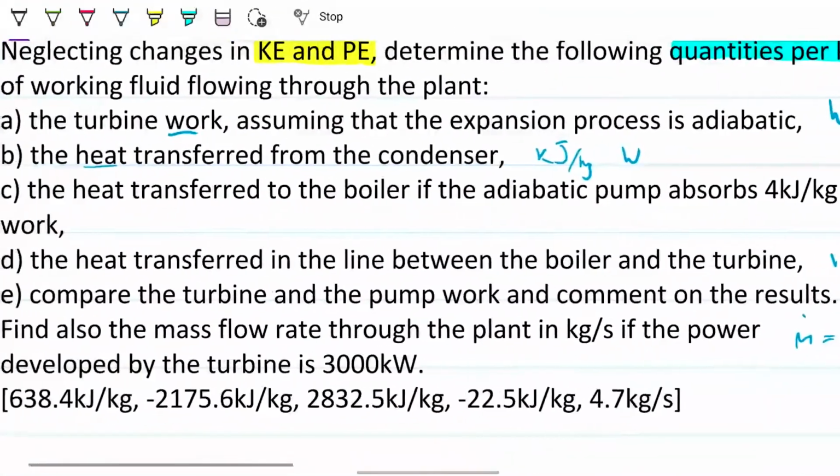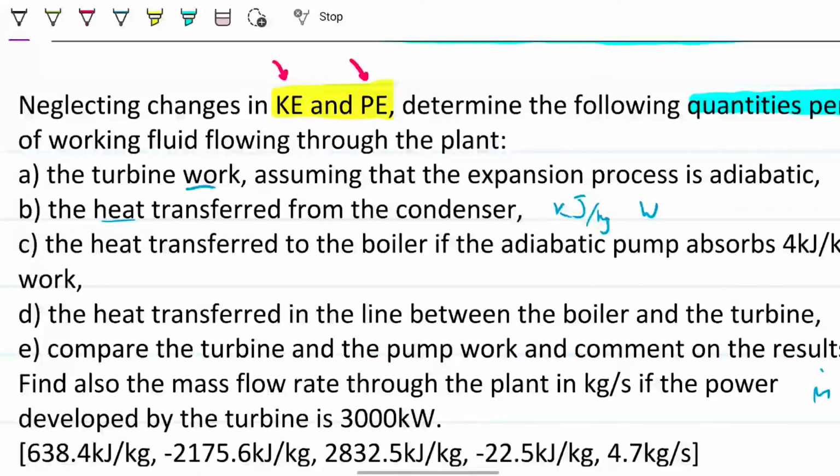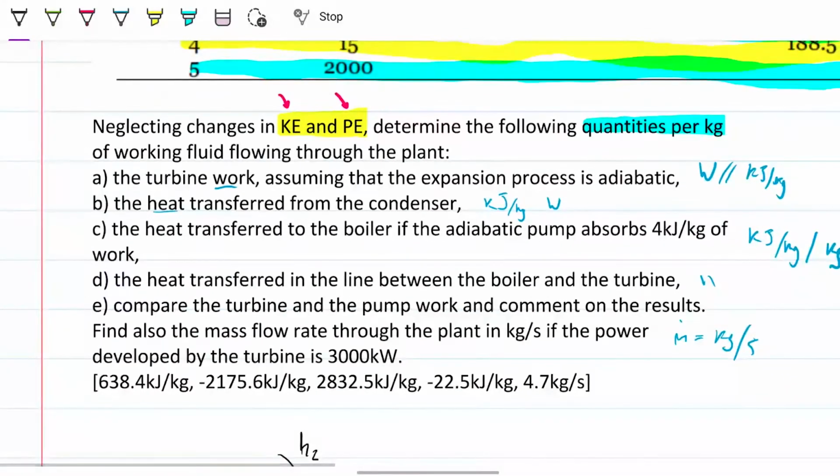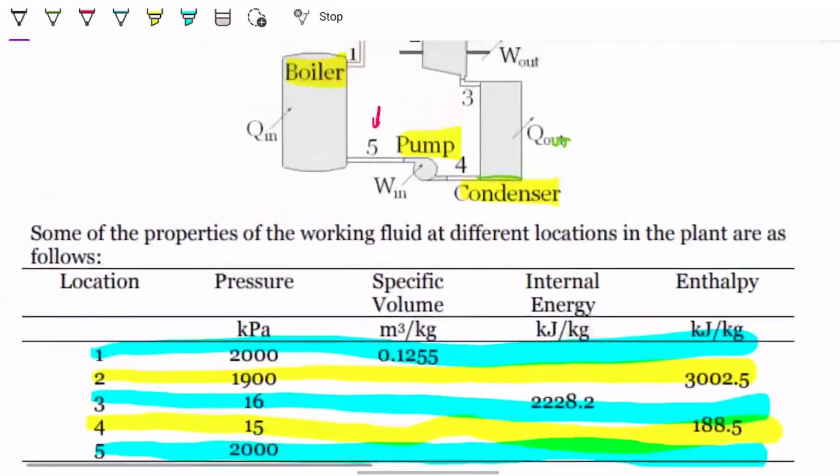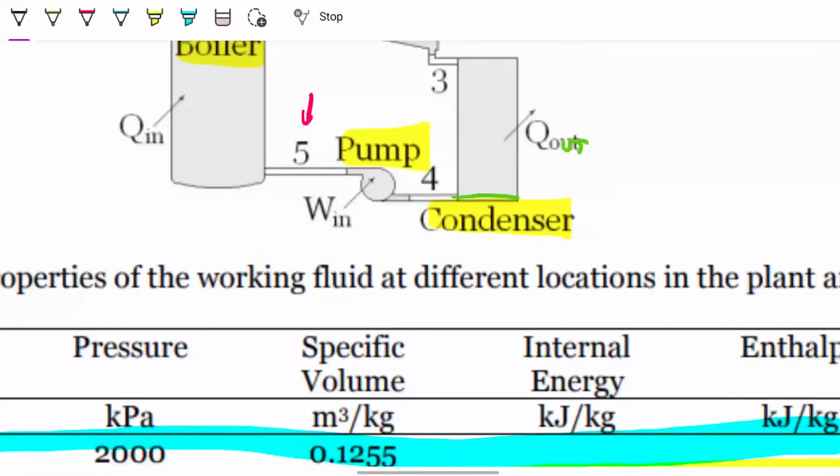Part C, next one up. The heat transferred to the boiler if the adiabatic pump absorbs 4 kilojoules per kilogram. So here we go. We are at the pump. The pump is where we go from 4 to 5. And we have an extra piece of information: the difference between the energy states on 4 and 5 is 4 kilojoules per kilogram.